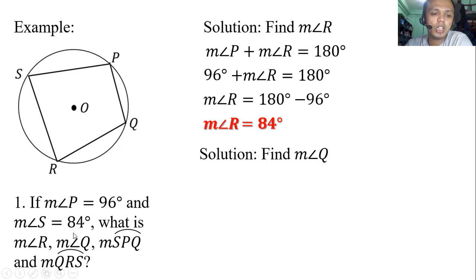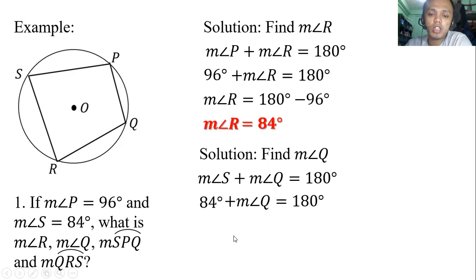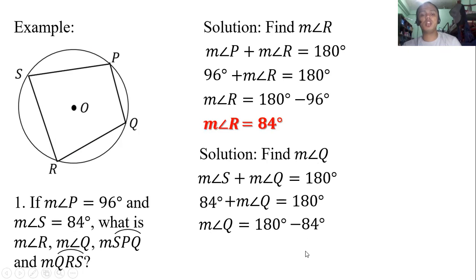S, no? Ilan si S? 84. Again, they are supplementary, no? By applying the cyclic quadrilateral theorem, substitute your S to 84, then transpose it to the other side. Measure of angle Q is equal to 180 minus 84. 180 minus 84 is equal to 96 degrees for your measure of angle Q.